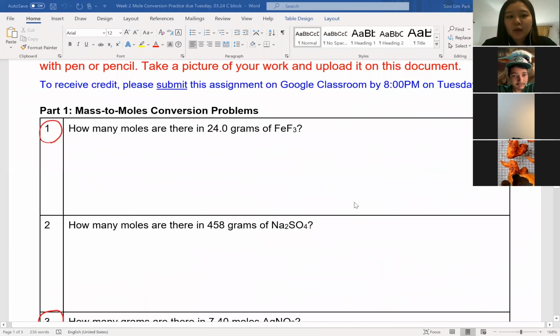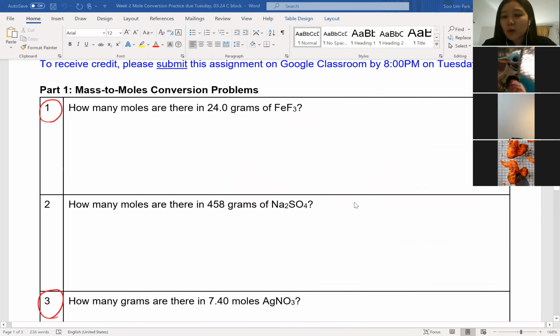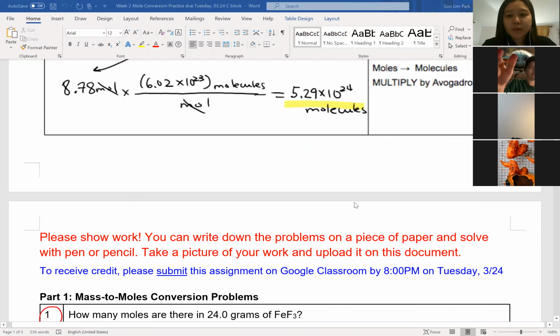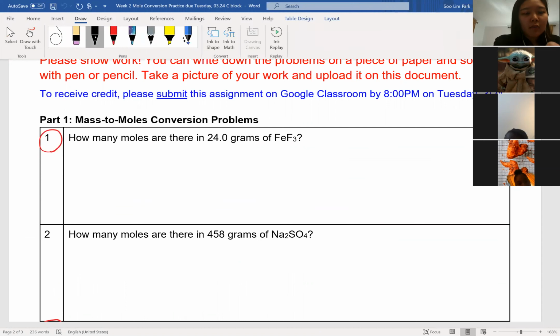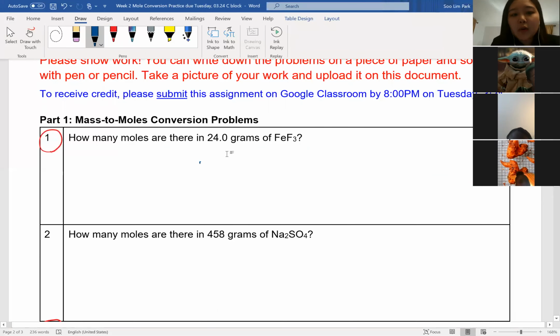All right, so I'm gonna do 3 problems together for mass to mole, and then I'll do another 3 for the molecules to moles. All right, so when you are asked, let's do this. I will write in blue ink today. All right, so number 1, it says how many moles are there in 24 grams of FeF3? So that's iron fluoride.